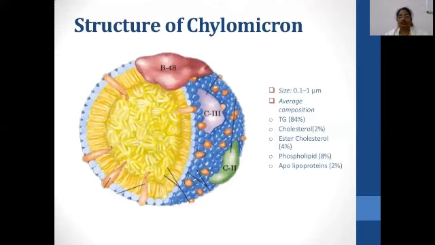Structure of the chylomicron. So this is the structure of the chylomicron, which is about 0.1 to 1 micrometer in size. Average composition of this chylomicron is mostly, 84% consists of triglycerides. Cholesterol is 2%. Then ester cholesterol is 4%. Then phospholipids 8%, apolipoproteins 2%.